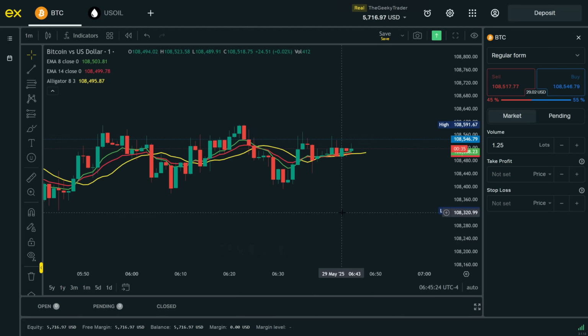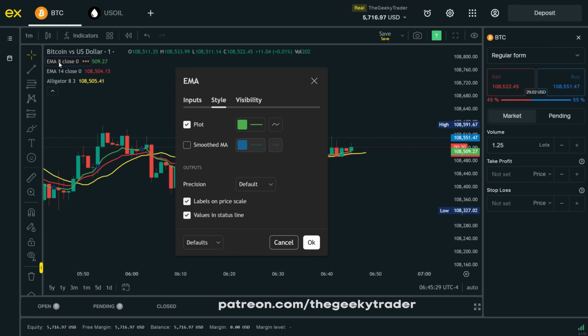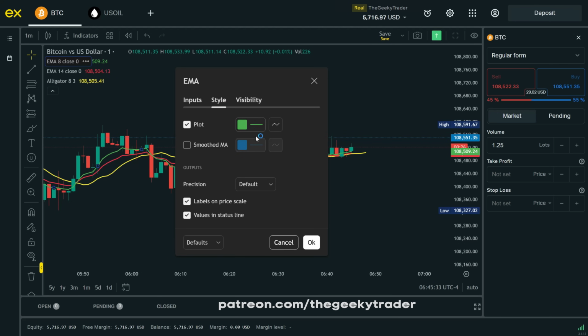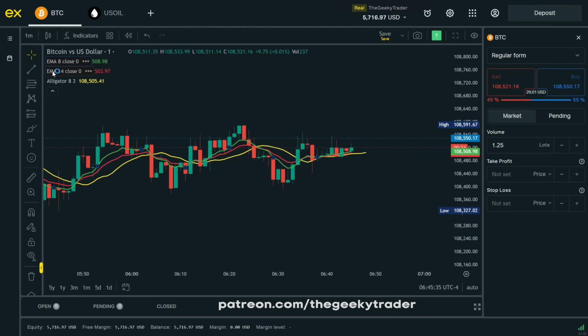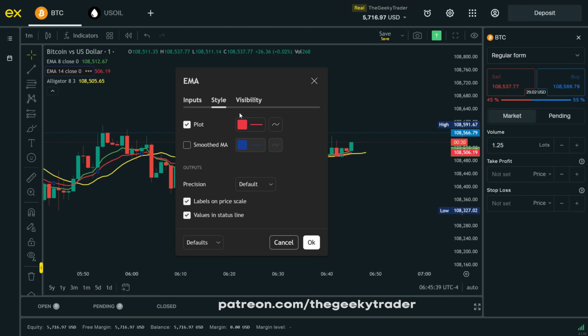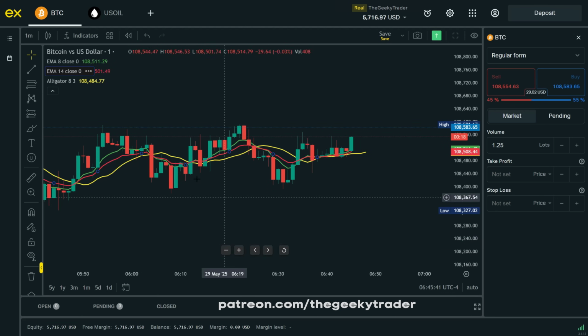Before we jump straight into the strategy, let's take a moment to go over the settings together so we're all set up for success. First, I've added two EMAs to the chart. The first one is an 8-period EMA based on the close price, and I've given it a nice green color to make it stand out. The second one is a 14-period EMA, also based on the close price, and I've chosen red for this one, so it's easy to spot.